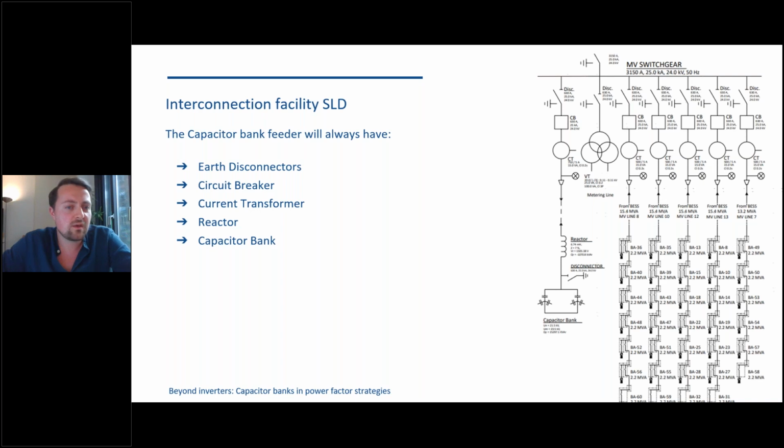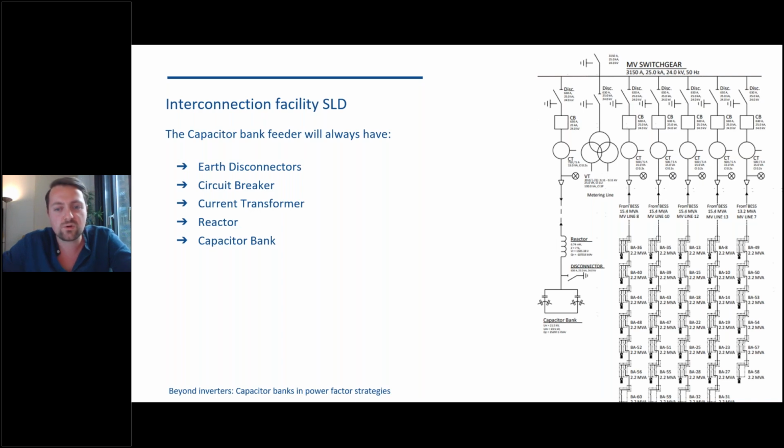As part of the output reports that are automatically generated from the design in Rated Power, we have the interconnection facility single line diagram, which will showcase the capacitor bank feeder if the capacitor bank is chosen as a strategy to compensate for the reactive power. In this feeder, you will always find the earth disconnectors, circuit breaker, current transformer, a detuned reactor, and a capacitor bank. I want to emphasize the detuned reactor. We always connect a detuned reactor in series with the capacitor bank.